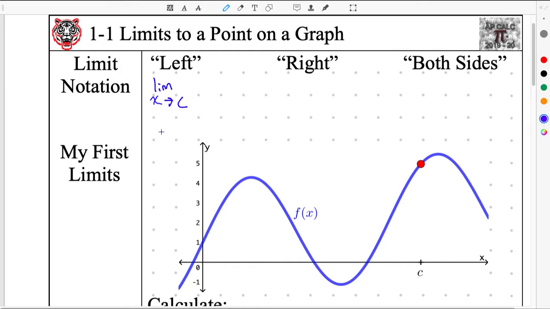But how do I say from the left? Here's the key thing. From the left, I do c to the power of negative, I guess. That's how you could see it. So the limit as x approaches c from the left of this function f of x. That is everything that you need to write for a left limit. Let's do a right limit.